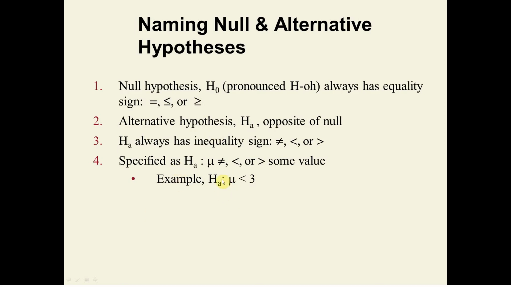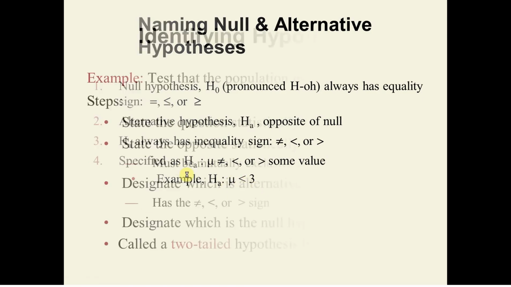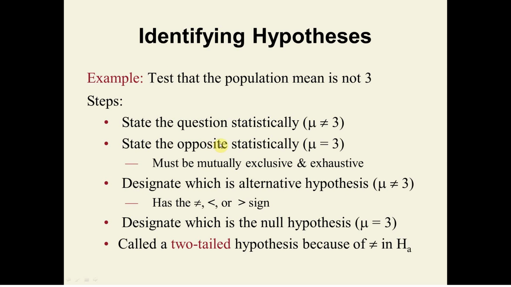So, for example, we might say the alternative hypothesis is mu is less than 3. That means that H naught would be mu is greater than or equal to 3. And we would just write those both down. Let's take an example.